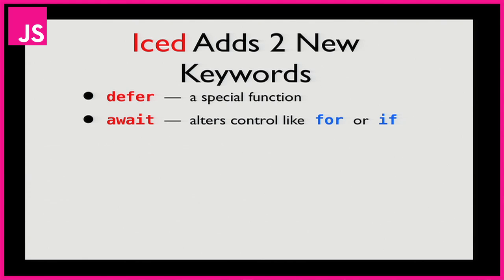OK, so Ice starts with regular CoffeeScript and just adds 2 new keywords. The first is defer. It's a lot like a regular function, but it has some special features, so it has to be a keyword. And the second is this await keyword, which alters control of your program. So it's a lot like for or if, where it's actually going to change the way your program runs.